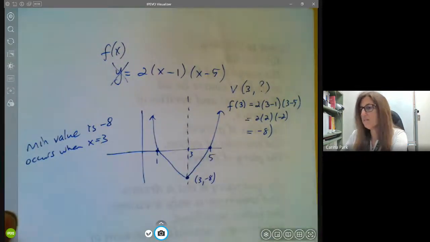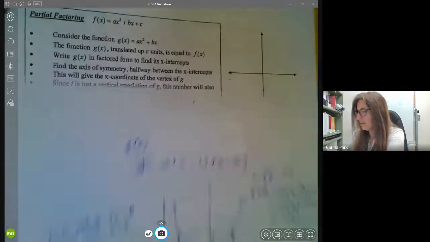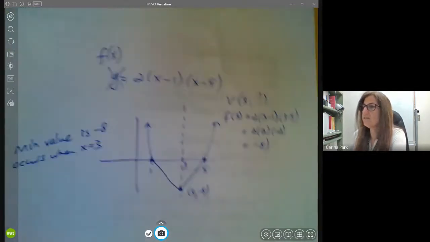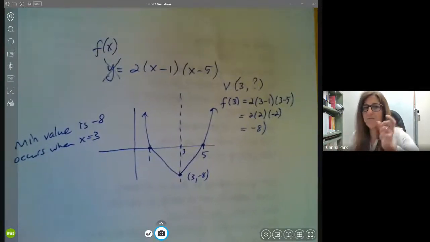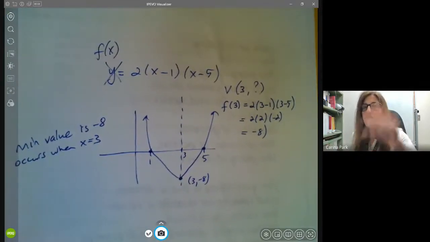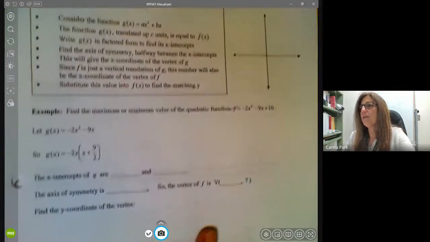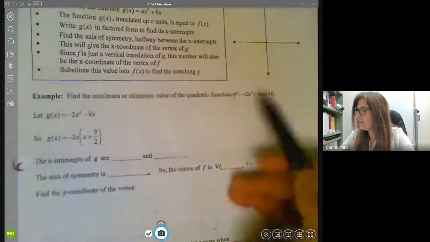Okay, so this is the easiest way. So the third method, which is on this last page, is called partial factoring, and it's a continuation of this. It's built on the fact that if you know the x-intercept, you can get the vertex. Okay, so let's look at the example. The example is this one.